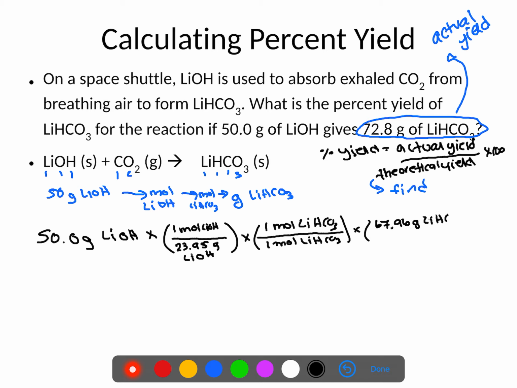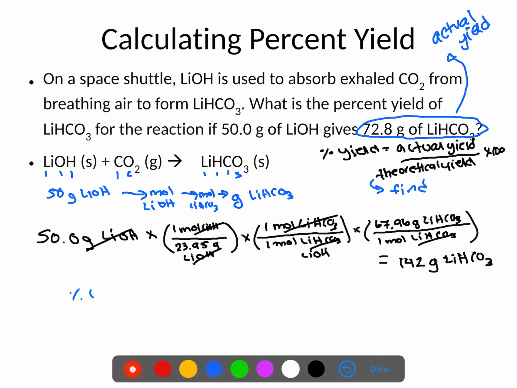Grams lithium hydroxide cancels. Moles lithium hydroxide cancels. This on the bottom should have been lithium hydroxide. Moles lithium bicarbonate cancel out, and you're left with 142 grams of lithium bicarbonate. Now, it didn't say find the theoretical yield or find the mass. It gave you an amount of a reactant, knowing in an experiment that it made that much. So that's your actual. You want to find percent yield.